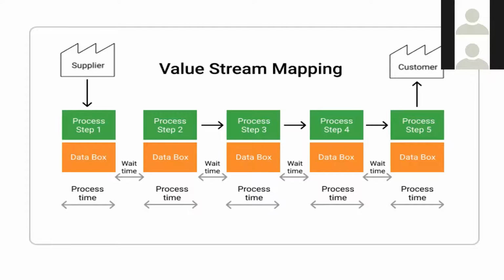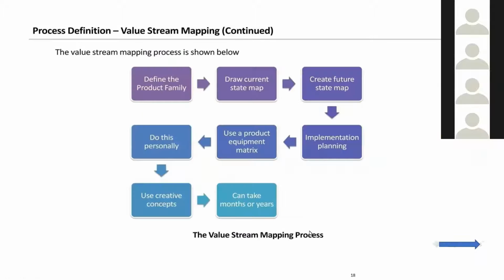Is value stream mapping clear in the process in a factory? Yeah. Now one question. Yes, please. Define product family. What exactly does that mean, and what is that? A product family. Yeah.